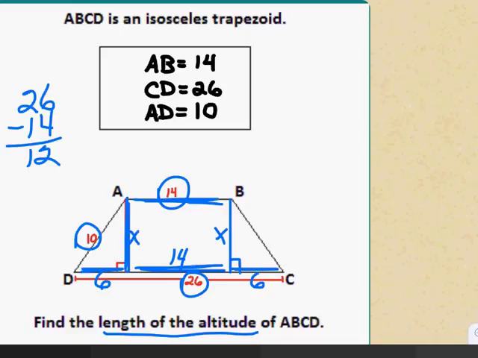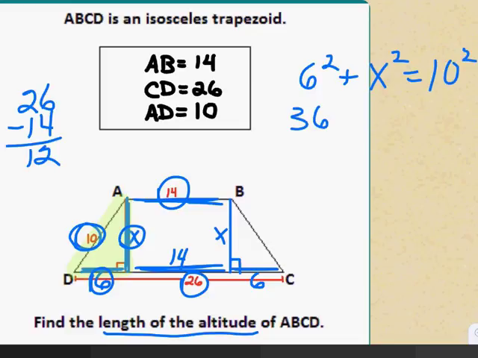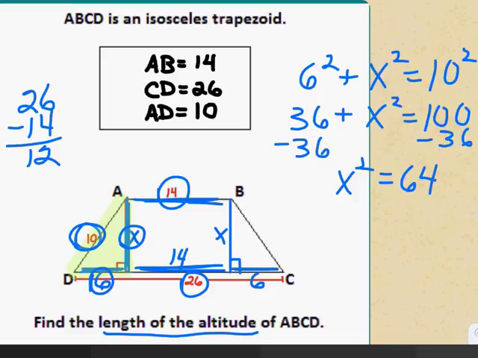So if we look at a right triangle, this being a right triangle over here, we can use the Pythagorean theorem. 6 squared plus x squared equals 10 squared. So I'll write that down. 6 squared plus x squared equals 10 squared. And we have 36 plus x squared equals 100. We subtract 36 from each side of the equation. And we have x squared equals 64. And therefore x equals the square root of 64, which is 8. And 8 is the length of the altitude.